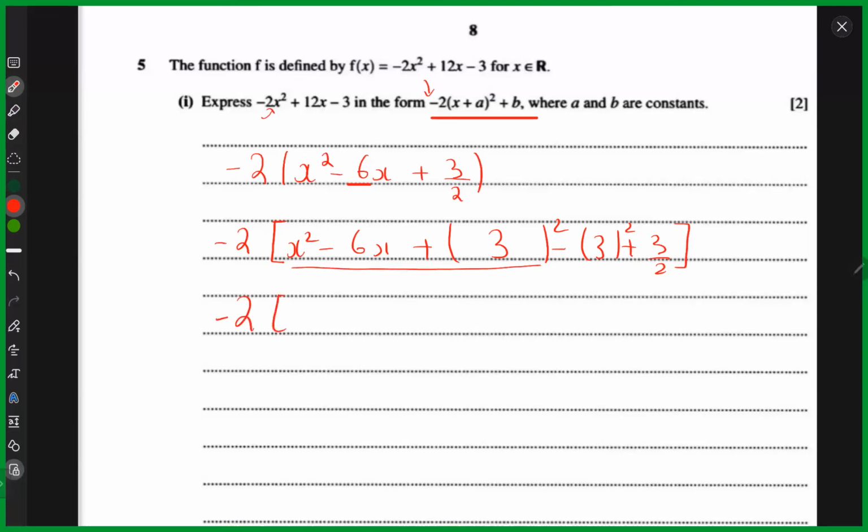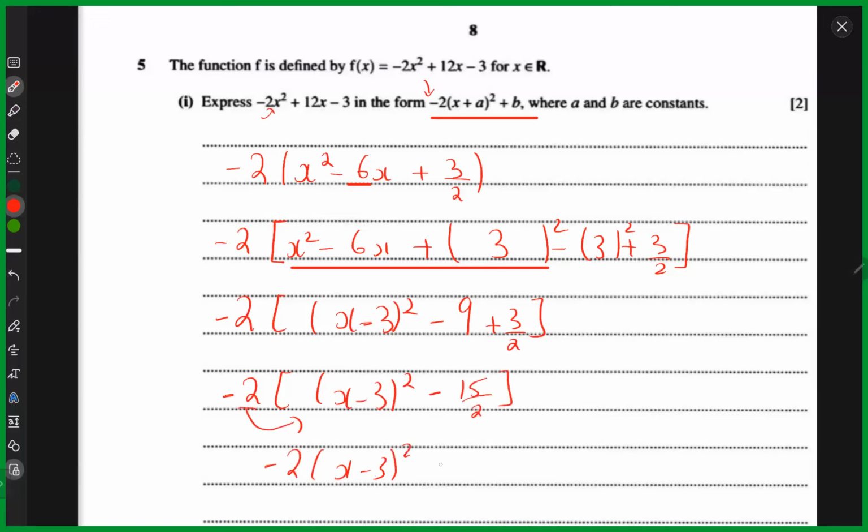Now I can just use this part to complete the square. I can write it as x minus 3 squared minus 9 plus 3/2. And now I can write it as -2, again, it's outside. X minus 3 whole squared minus 9 plus 3/2. So -9 plus 1.5 would give you minus 7.5. So I can write it as minus 15/2. And now I can multiply -2. So -2 into x minus 3 squared plus 15. This is going to be the answer.